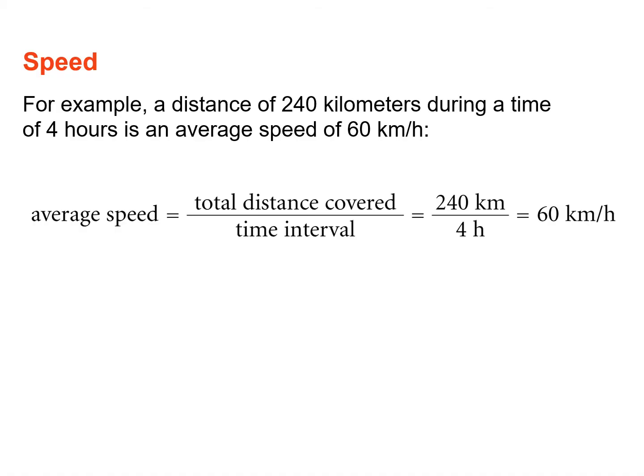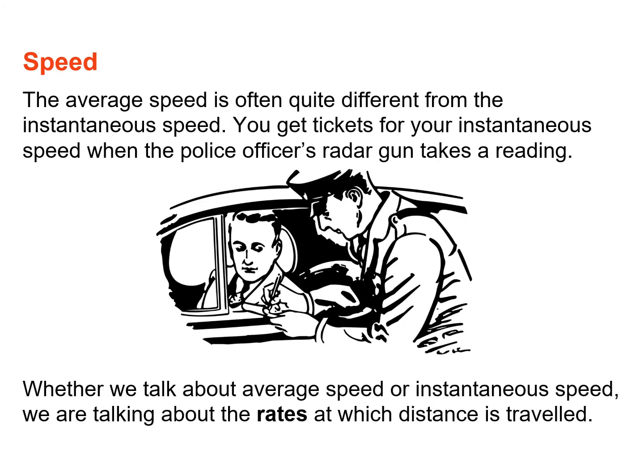For example, if we traveled 240 kilometers during 4 hours of time, our average speed would be 240 kilometers divided by 4 hours, which equals 60 kilometers per hour. But though we are averaging 60 kilometers per hour, that doesn't mean we are always going 60 kilometers per hour. Our average speed and instantaneous speed can be quite different.